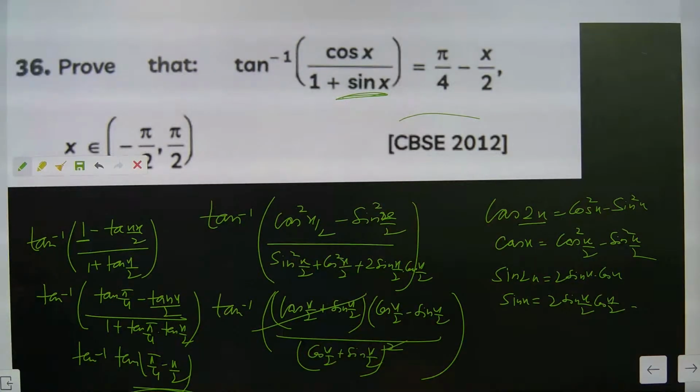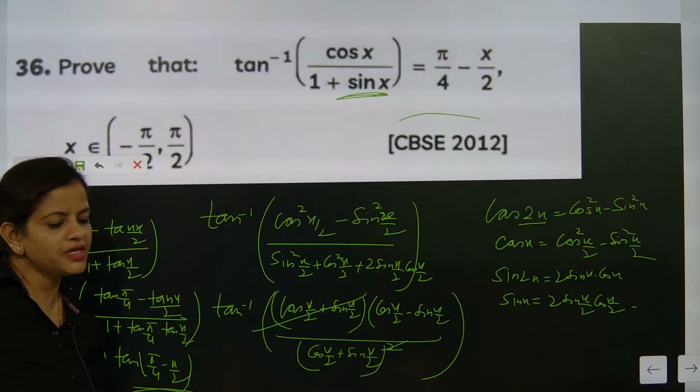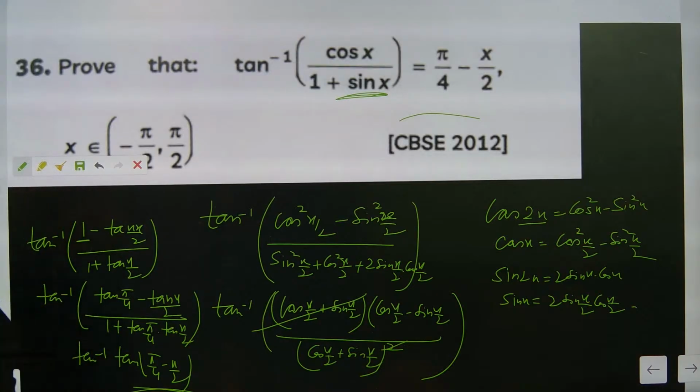Understood? In the morning I'll start. If I am not going to school, I will start by 11 o'clock. If I am going to school, then... 15 or 14.